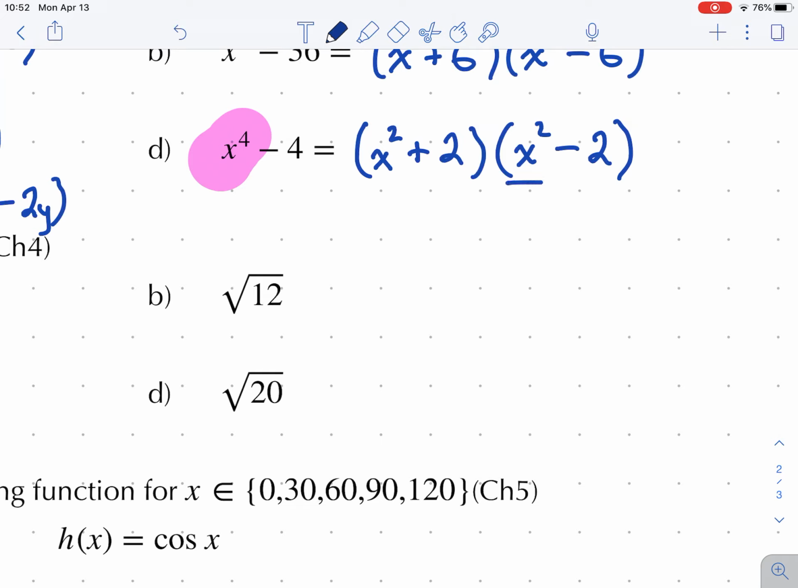Now we should check to see if this is a difference of squares here, because our first term is a square. We have a subtraction sign, but our second term is not a perfect square, so we will not be able to factor that one down.